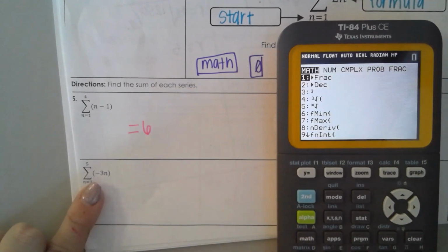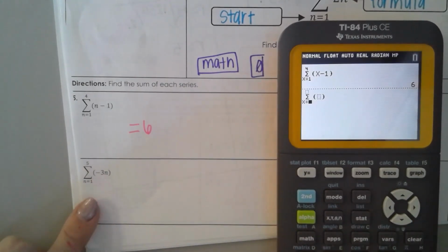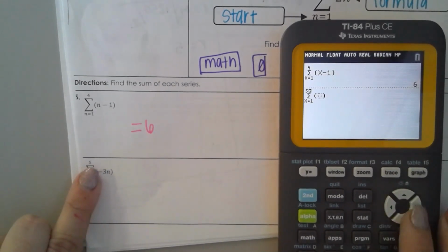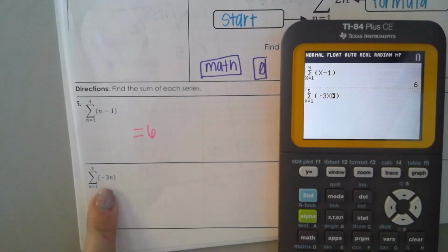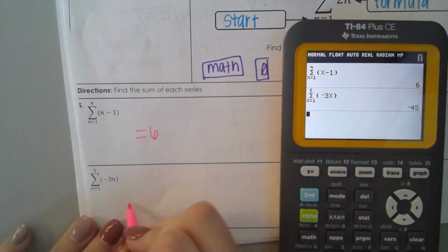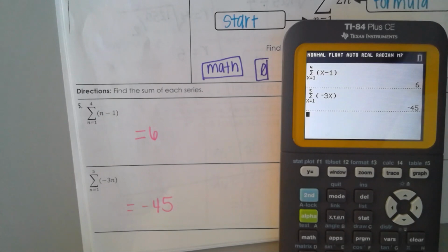Math 0. X equals 1 to 5. And then negative 3x. This is easy peasy. Equals negative 45. Do you want to see some more examples, or are we just ready to practice? We'll stop there and practice.